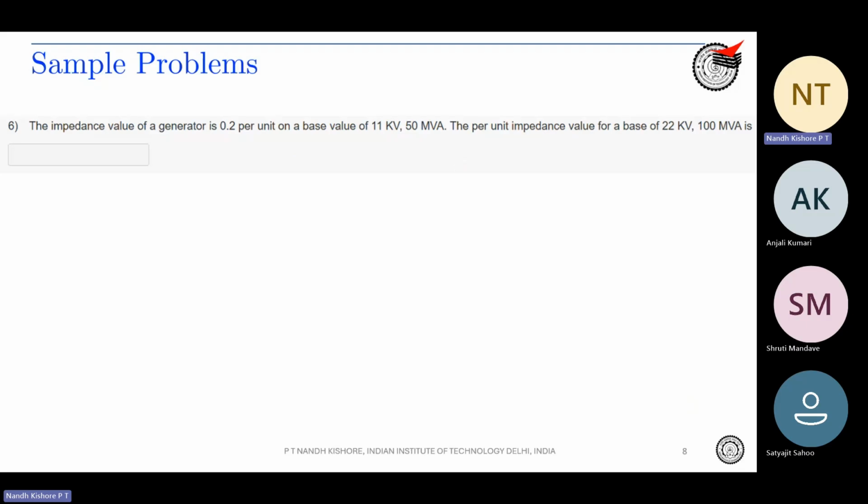The impedance value of a generator is 0.2 per unit on a base value of 11 kV, 50 MVA. So basically they have given your S base is 50 MVA and your voltage base value is 11 kV. And the impedance value is 0.2 per unit.